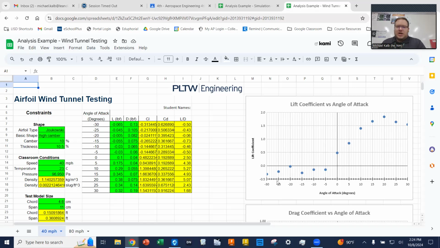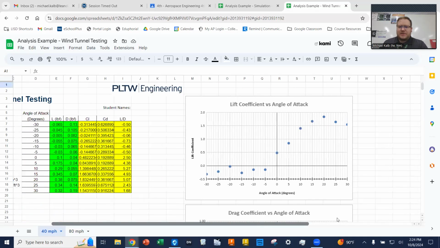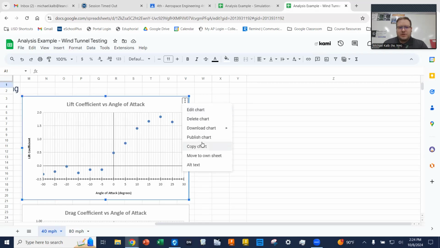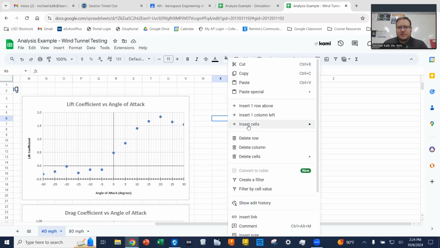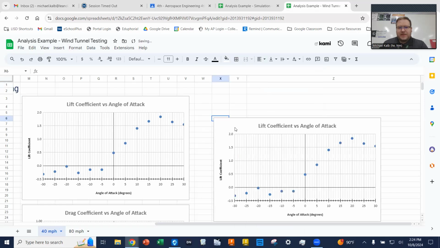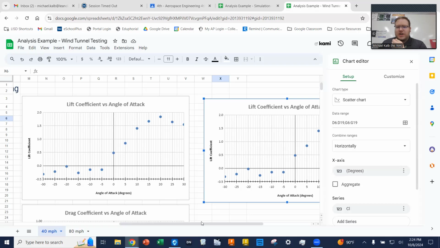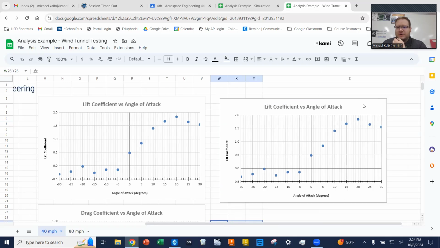So I want to make a copy of this graph. You might have to make your cell really big. That way when you copy chart and paste it, all right. So now I click on that, edit chart, and I want to change the range of data here.